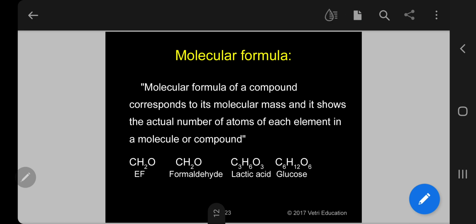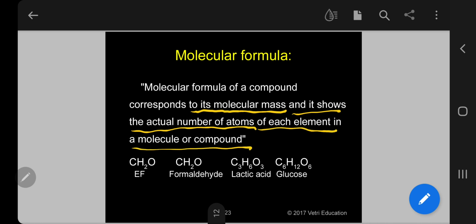Molecular formula. So what have we completed? We have determined the empirical formula. Now we'll come to the molecular formula. The molecular formula of a compound corresponds to its molecular mass, and it shows the actual number of atoms of each element in a molecule of the compound. Two pieces of information it gives from the definition: the molecular mass and also the actual number of atoms present of each element.